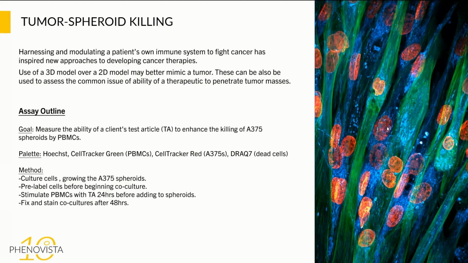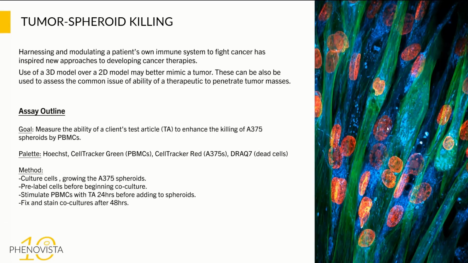In this case, we have a client's test article, which is a compound, and they wanted to see its ability to enhance the killing ability of PBMCs towards a tumor spheroid. Again, it was pretty simple compared to other projects that we've done. A375 cells were grown into spheroids and then co-cultured with the PBMCs. To distinguish between them, we have Hoechst for nuclei, the general marker.